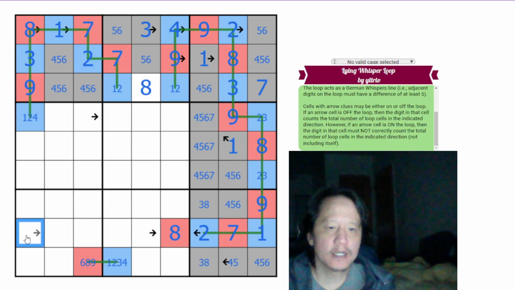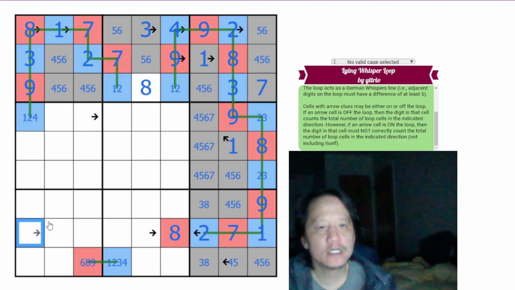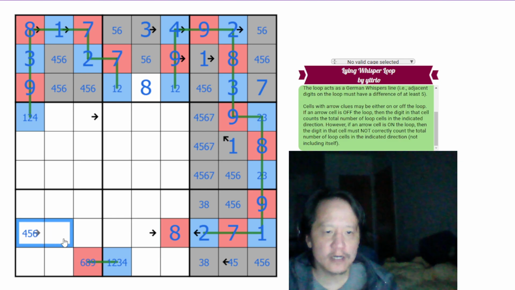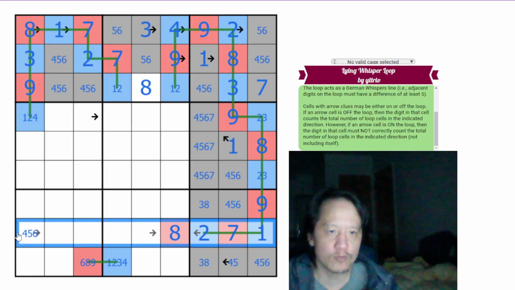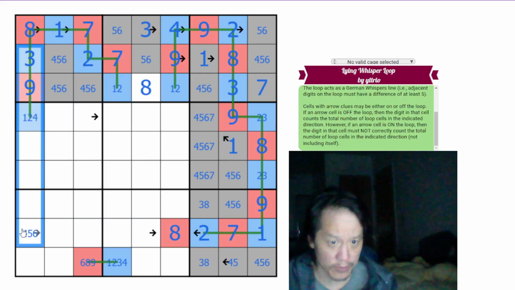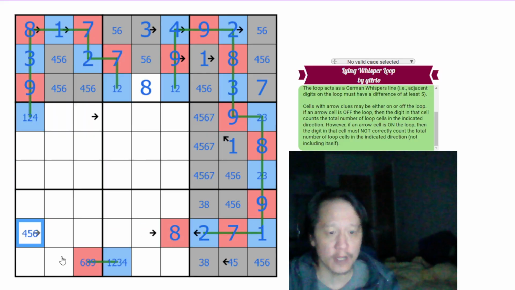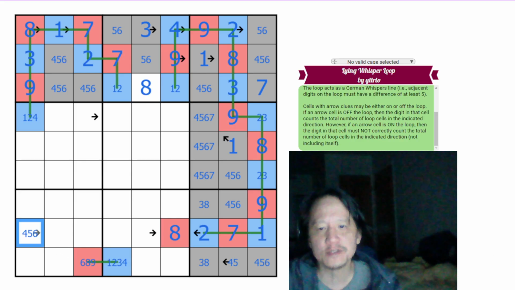So this cannot be 1, 2, 3, 7, 8, 9. So this is 4, 5, and 6. So this can never be on the loop. Right? If it's on the loop, it's next to 2 digits that are on the German whisper line, which is not possible for 4, 5, 6. Therefore, this has to be off the loop. Since that's off the loop, this can never be on the loop, so that's off the loop.